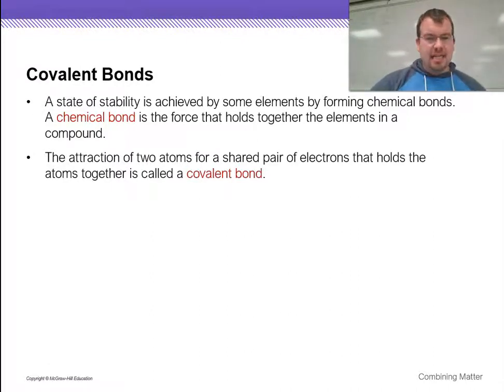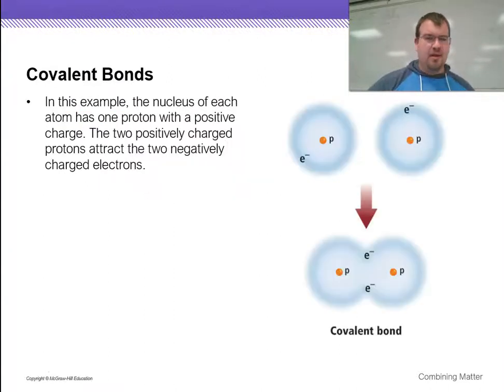What you'll see in this is that a chemical bond is the force holding together elements in a compound. The attraction of two atoms for a shared pair of electrons that holds the atoms together is a covalent bond. I really don't like the definition that they give here. What I would rather push is that covalent bonds are bonds between elements that share electrons. That's taking it to where you'll understand it, and that's what I think is good for this.